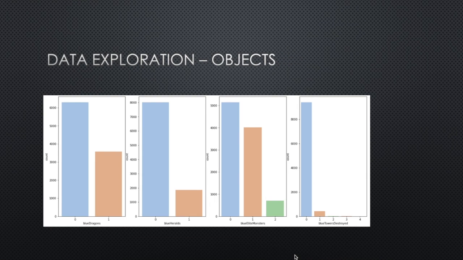This is the count plot for several achievements. Dragons, heralds, elite monsters is just the addition of these two variables, and towers as well. We can see it looks like dragon is the easiest one to achieve since it has the highest frequency. On the other hand, destroying a tower in the first 10 minutes is quite rare, like I mentioned. It only happens when one lane has a huge advantage. In most games, that's not the case.